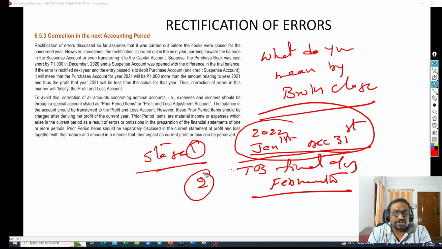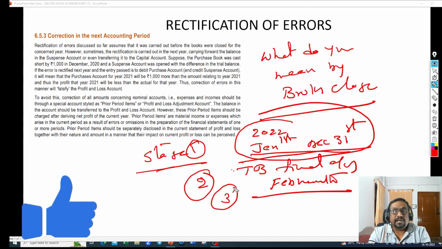So no issues. Now we are in third stage. Third stage says errors are identified after preparing trial balance, after preparing final accounts. That means what? By the time final accounts are prepared and completed, your books would have been closed. So since your books are closed, you cannot go back and post any rectification entries in the previous year.